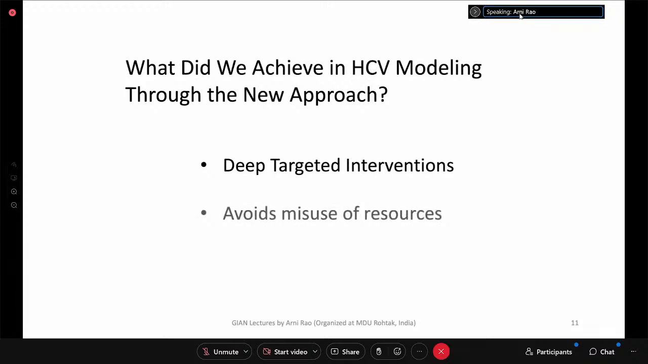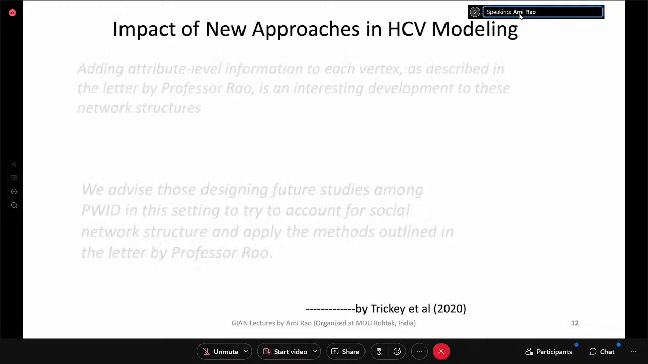And then there is misuse of resources, because we don't want to spend resources on interventions like giving new needles to them, asking them not to share, or sending counselors to them. These misuses can be avoided by giving proper targeted interventions. That's how the new approach can be helpful.